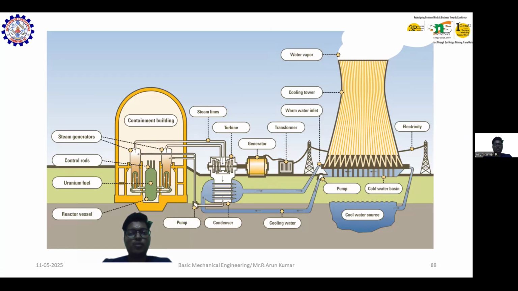Let's move on to the simple construction. Here I show a left side and a right side diagram. The left side diagram shows how the energy is generated, that is the nuclear part, and how the energy is transferred, that is the secondary part. It has a primary and a secondary part. The primary part here is the uranium fuel, which is the main source of the nuclear power plant.